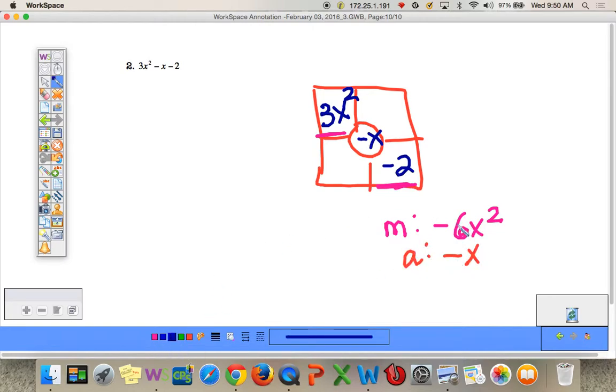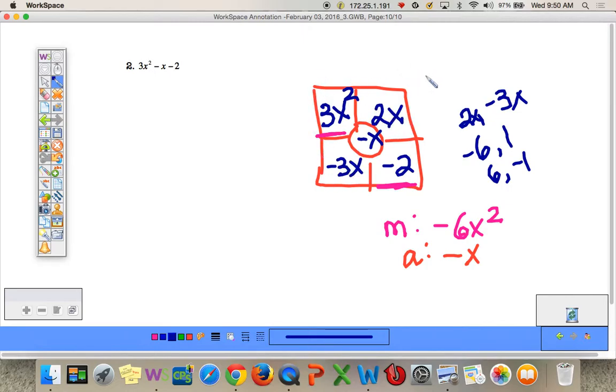So what are some factors of negative 6? Well, negative 6 and 1, 6 and negative 1. But do any of those add to a negative 1? No. So let's keep trying. We have 2 and negative 3. And that adds to negative 1. So this is our answer, and we have to put the x's here. Negative 3x and 2x multiply to negative 6x squared, and they add to negative 1x. So I'm going to put those in either order in my box.